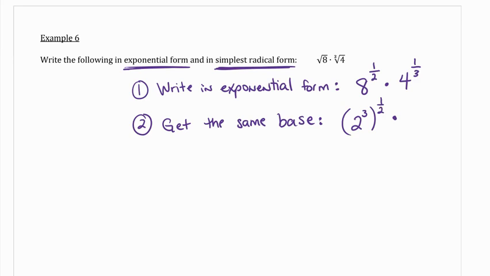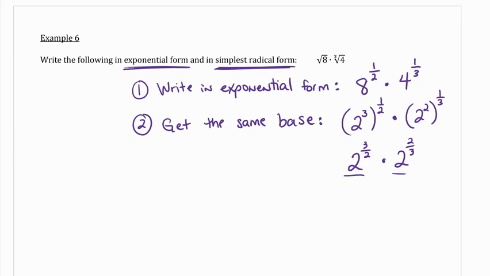4 is 2 squared. So I'm going to rewrite the 4 as 2 squared, and that's to the 1/3 power. Okay. Now we can simplify. We're going to use our exponent rules. Anytime I have a power to a power, right, we multiply those exponents. So this would become 2 to the 3 times 1/2, which is 3/2. So 2 to the 3/2. And then our other one, when I do 2 times 1/3, we would get 2 to the 2/3, right? So that's just our exponent rules.